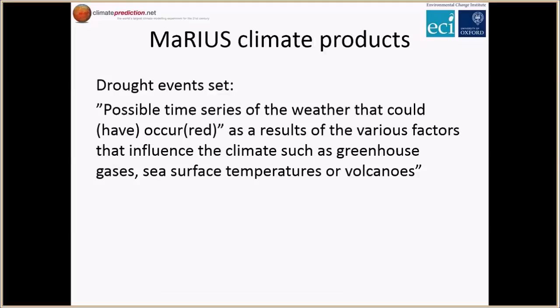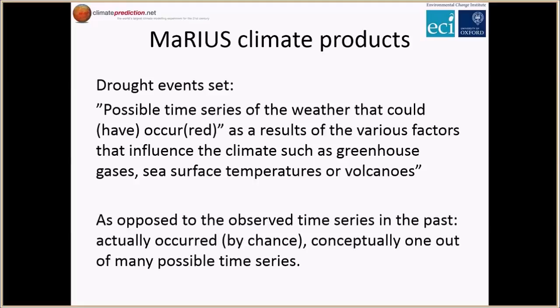If we think about the MaRIUS climate products, the drought event set is a set of possible time series of the weather that could have occurred in the past or could occur in the future as a result of the various factors that influence the climate, such as greenhouse gases, sea surface temperatures, volcanoes, etc. This is different from the observed time series that we have in the past, which actually occurred, but that exactly this time series occurred is by chance.